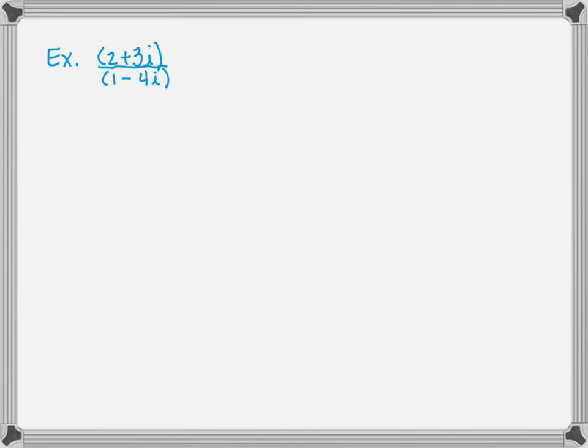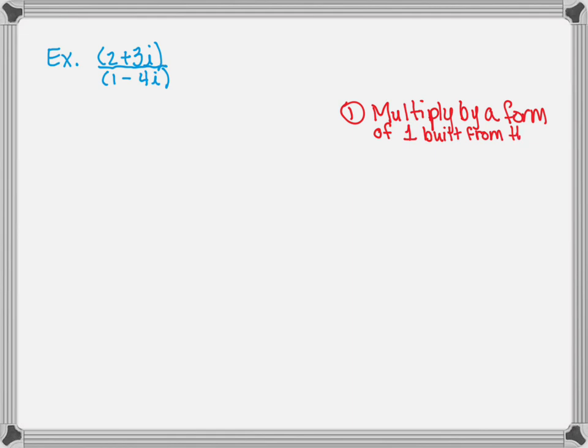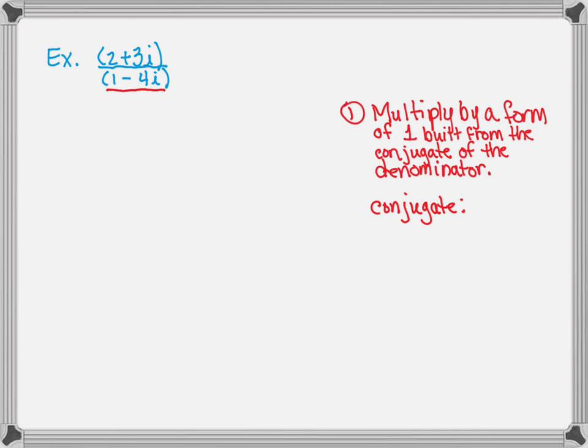Here I have 2 plus 3i over 1 minus 4i. Let's see if we can try to formalize the steps a little bit. Let's multiply by a form of 1 built from the conjugate of the denominator. So I need the conjugate of the denominator. So I have 1 minus 4i. I'm going to take my 1, my 4i, and change the operator in between them. So my conjugate is 1 plus 4i. And now I'm going to multiply my original fraction by a fraction built out of this conjugate. So I have 1 plus 4i over 1 plus 4i.